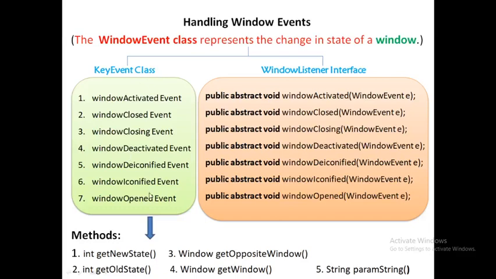For example, if you want to get the new state of the window, you can use this method, which returns an integer. If you want to get the opposite window, we have to use this method. Same thing: getOldState, getWindow, paramString. These are the methods which are used on the event class. Let us learn about window events and in which situation they will be generated.